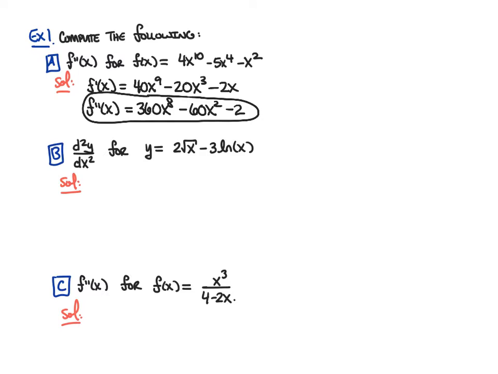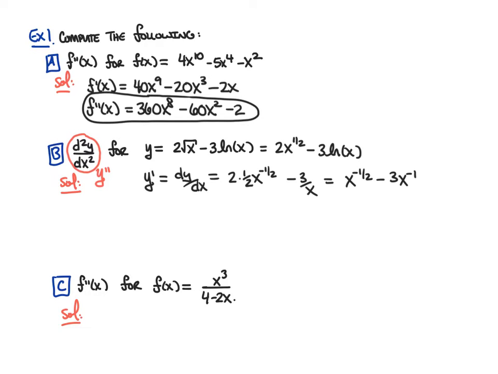Similar for part B, we're given a function y. I am going to rewrite the function y as 2x to the 1/2 minus 3 ln of x. We're looking for the second derivative of y with respect to x, that's the same as y double prime. So if I first find y prime, that's your dy dx, and you take a derivative. I'm going to use the power rules and my logarithmic rules. And you'll see that on the right here you end up with x to the minus 1/2 minus 3 over x, which is really 3x to the minus 1.